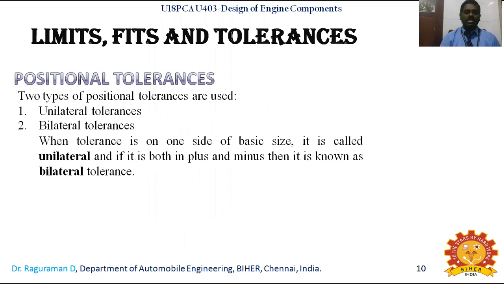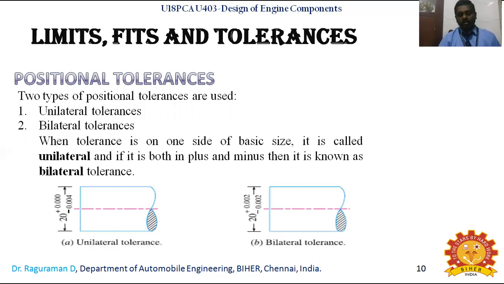Whenever the tolerance is on one side of the basic size, it is said to be a unilateral tolerance. And if it is in both plus and minus, then it is said to be a bilateral tolerance. You will be getting an example for this. In this sketch, the first one is a unilateral tolerance. You can see that only on the negative side will you accept the component. So 20 minus 0.004, but on the plus side you are not accepting.